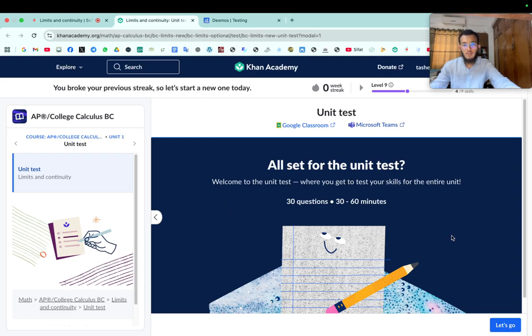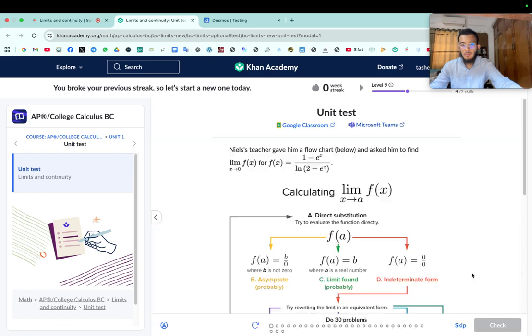All right, so today we're solving the unit test for limits and continuity under the calculus course. Let's go.